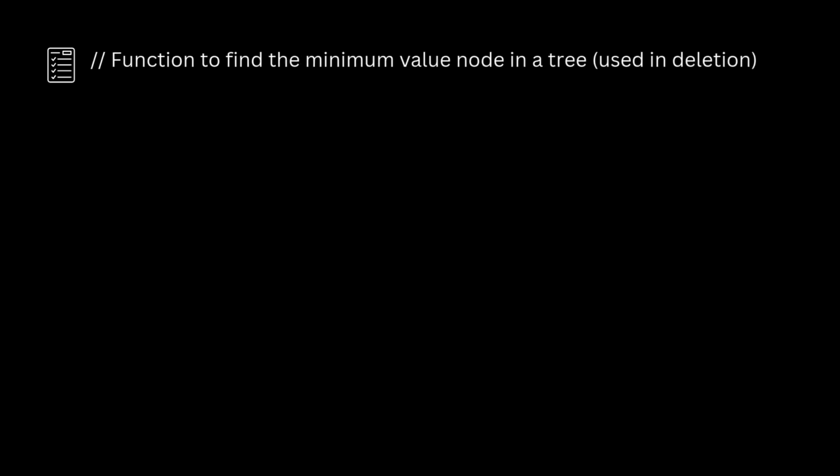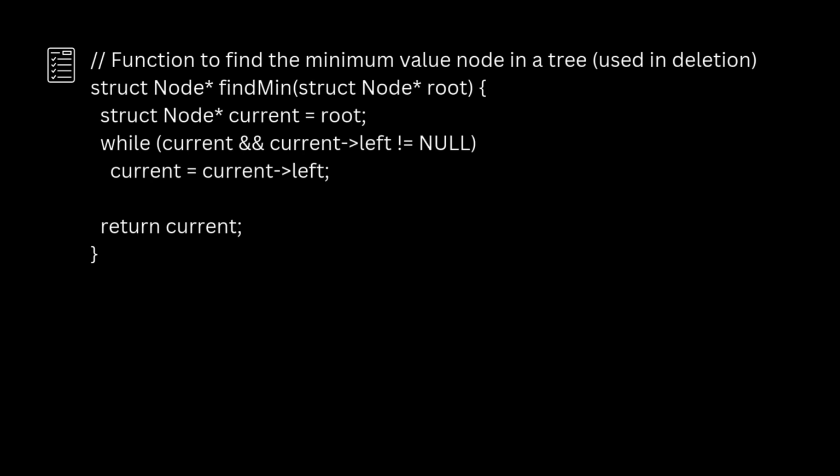Now find the minimum value node. It is used for deletion. This finds the node with the smallest value in the right subtree, which is used when deleting a node with two children. The smallest node is the leftmost node.